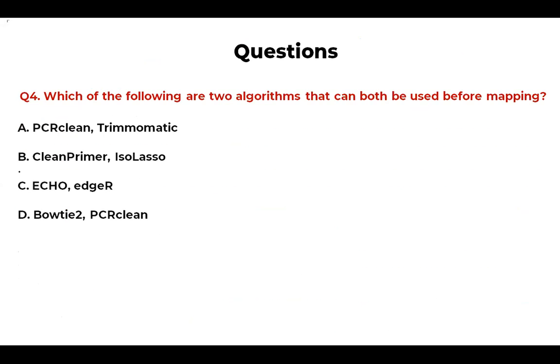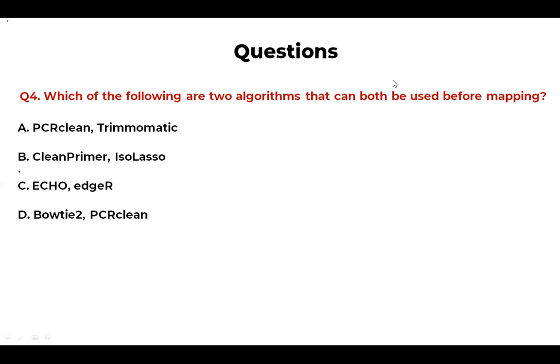So the next question: which of the following are two algorithms that can both be used before mapping? A, PCR clean and Trimomatic. B, clean primers or isolate. C, eco and the agile. D, Botai2 and PCR clean.